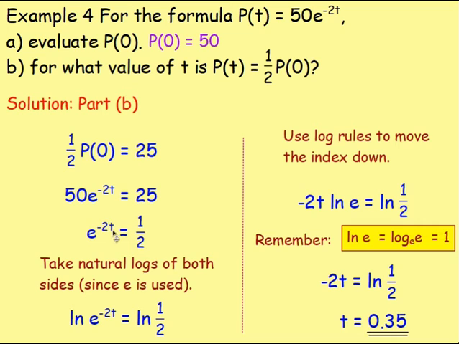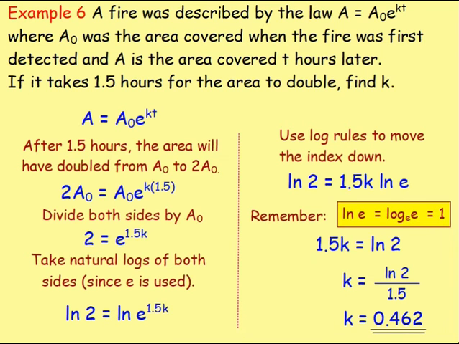Again, we're wanting to work out this index. e is involved. To bring the index down, we used natural logs. So ln both sides. From there, bring the index down, ln e goes to 1, so we're just left with negative 2t equals something. And from there, it's easy enough to work out t.